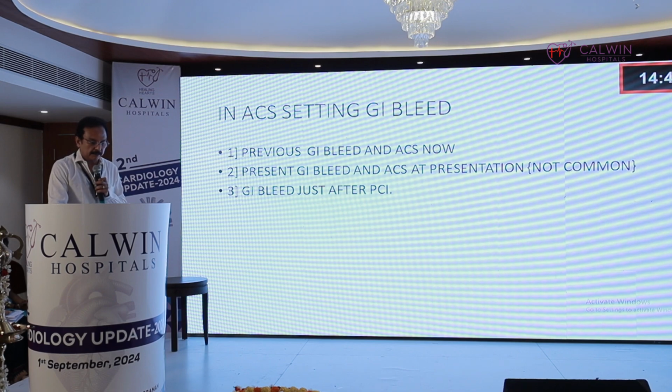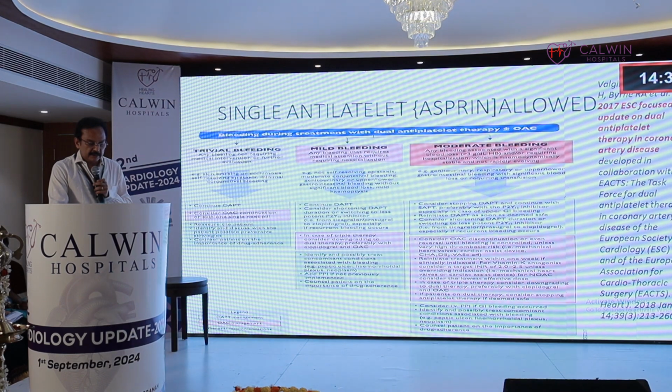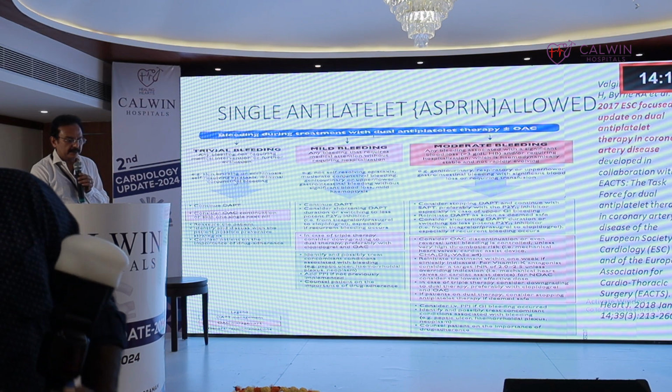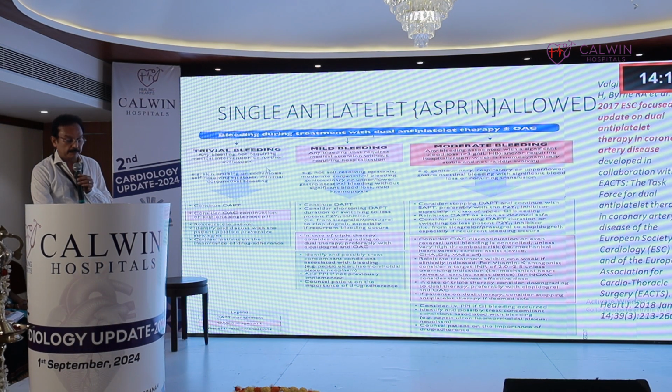Now coming to somebody with an acute coronary syndrome and an acute GI bleed, so what the guideline shows, actually, in fact there is no guideline to say how to treat them if somebody has an acute bleed and acute coronary syndrome. But what I am telling you is from our experience and our protocol, what we follow. So if it's a very trivial bleed, then there is no need, you can treat like a routine patient.